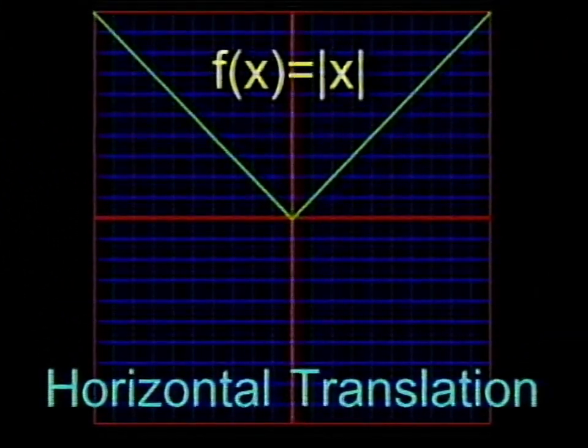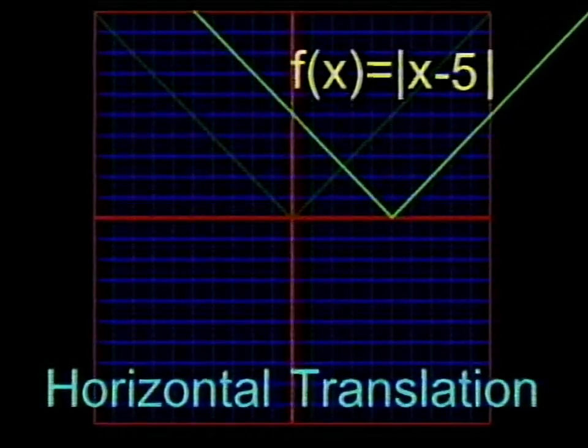To move the graph from side to side requires a horizontal translation to be made. You can accomplish this by replacing the variable h with a positive or negative number. If a negative number is used, the graph moves to the right. On the other hand, if a positive number is used, the graph moves to the left.